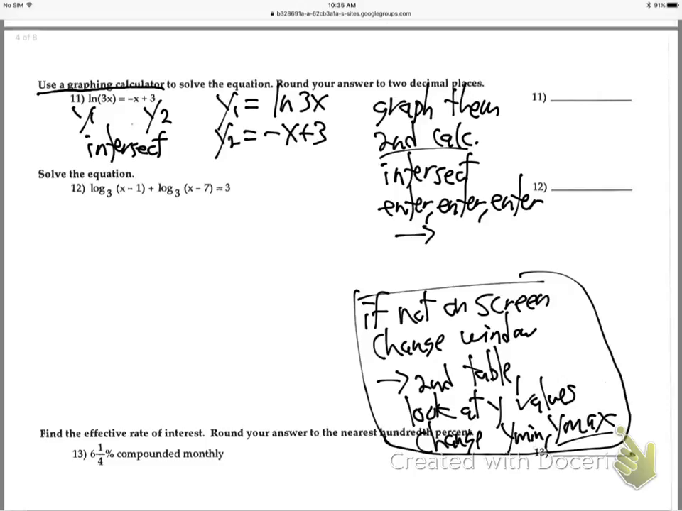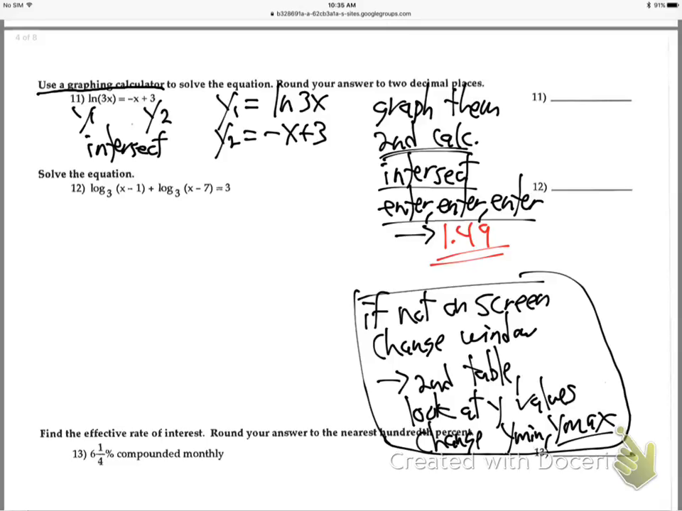So once you got it on the screen, just hit second calc, intersect, enter, enter, enter. What's the answer on this one? 1.49, blah, blah, blah, huh? Anybody else getting that? Yep, good.